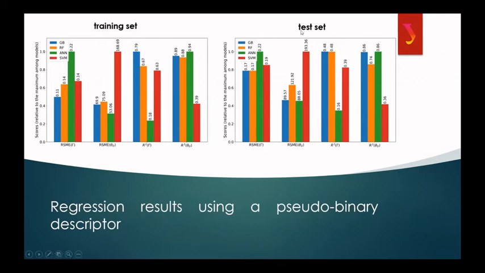If we look at the results for the test set, we see that overall performance, of course, is lower. This is because this is a true prediction on the data which has not been seen by the model.